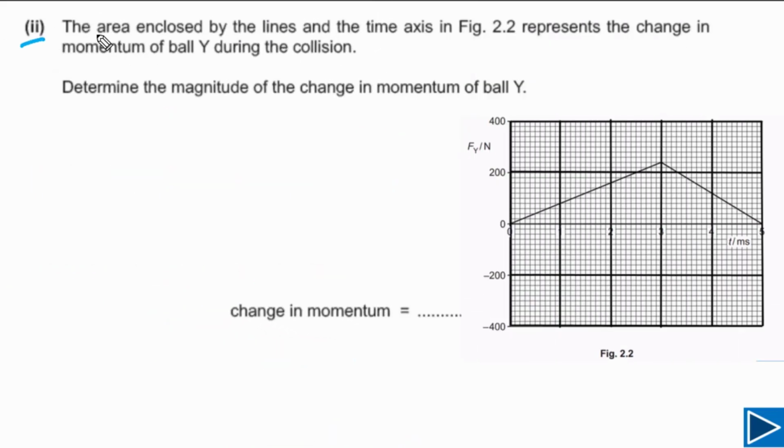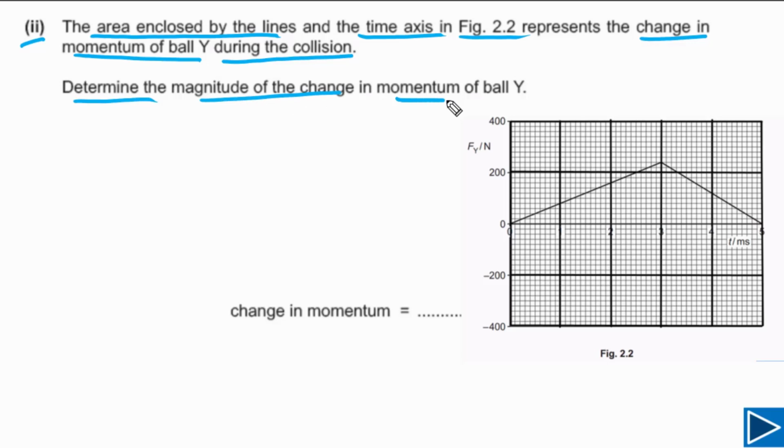For the second part, it is given that the area enclosed by the lines and the time axis in figure 2.2 represents the change in momentum of ball Y during the collision. We need to determine the magnitude of the change in momentum of ball Y. First, we need to understand why this area is equal to the change in momentum.